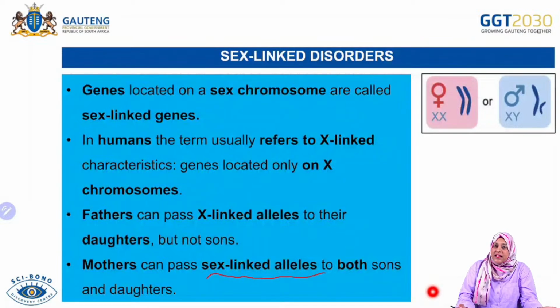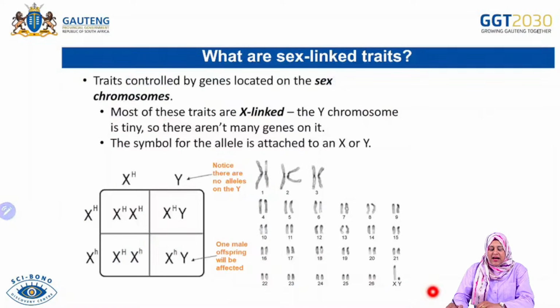Who he gets it from? His mother. The Y he will get from his dad. Okay? Now, what are sex-linked traits? These are traits controlled by genes located on the sex chromosomes.